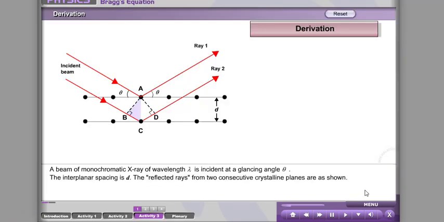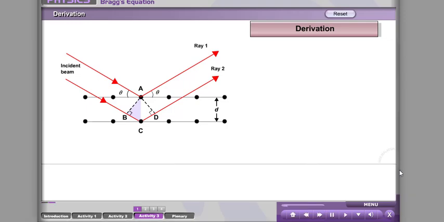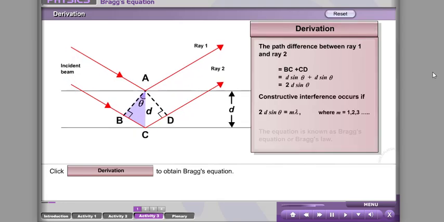A beam of monochromatic X-ray of wavelength lambda is incident at a glancing angle theta. The interplanar spacing is d. The reflected rays from 2 consecutive crystalline planes are as shown. Click the derivation button to obtain Bragg's equation.